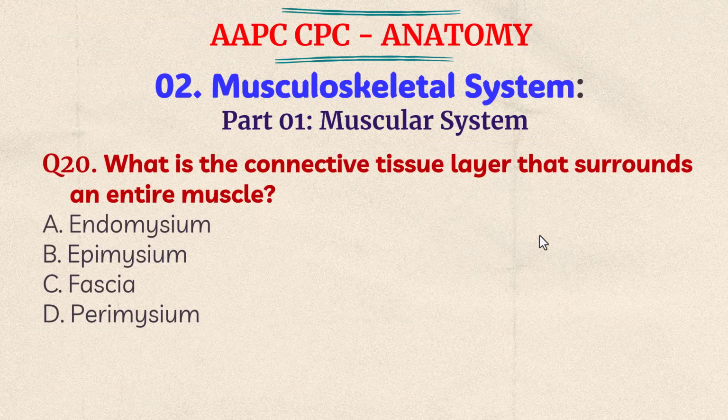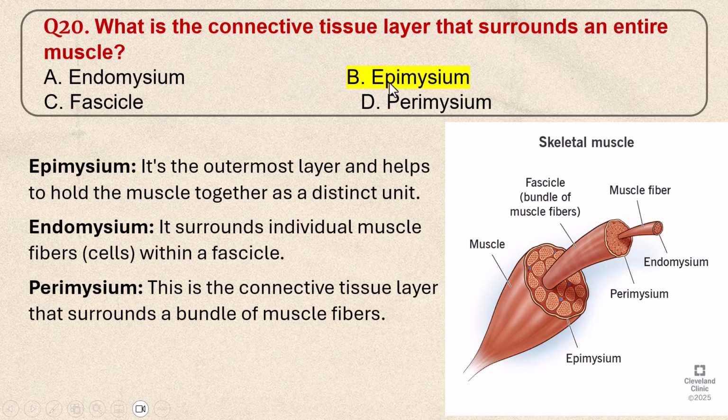Question number 20. What is the connective tissue layer that surrounds the entire muscle? A. Endomysium, B. Epimysium, C. Fascia, D. Perimysium. So pause the video and think of the answer. The correct answer is B.